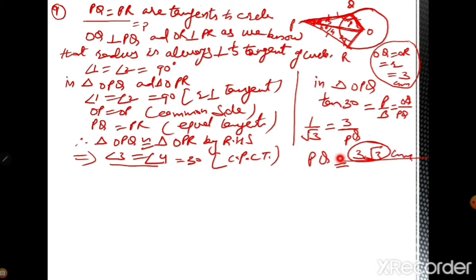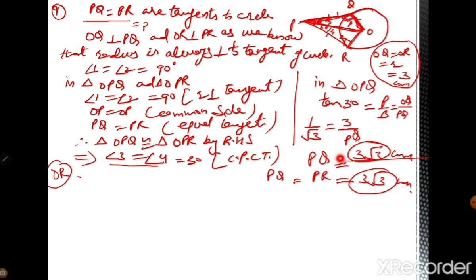Okay. So if PQ is 3 root 3, we can say that PQ is equals to PR, both are equal tangents. So both will be 3 root 3 centimeter. This is the value of tangent. So by this you can find the value of PQ and PR. Okay, so this was the 9th question, first part. Now come to the OR part.